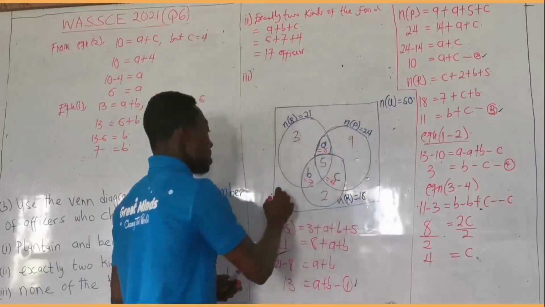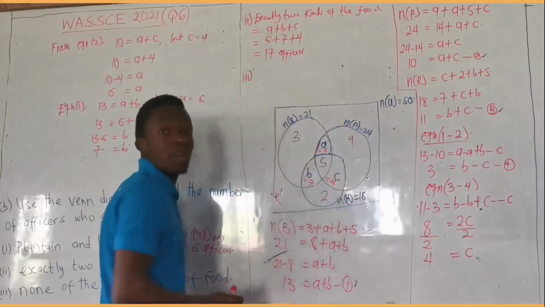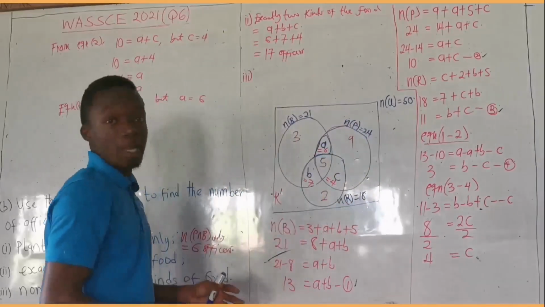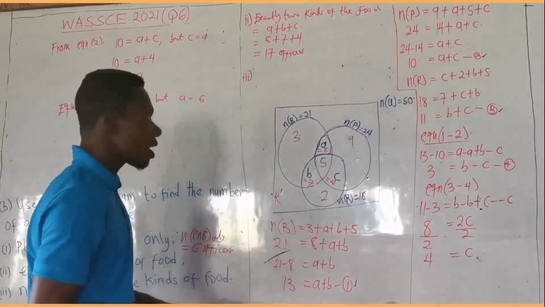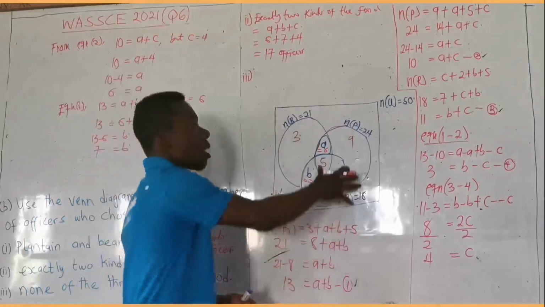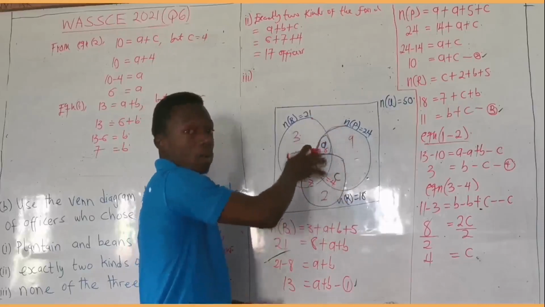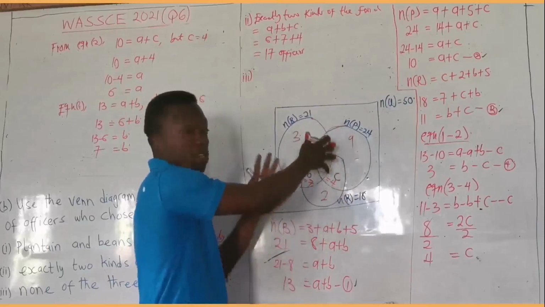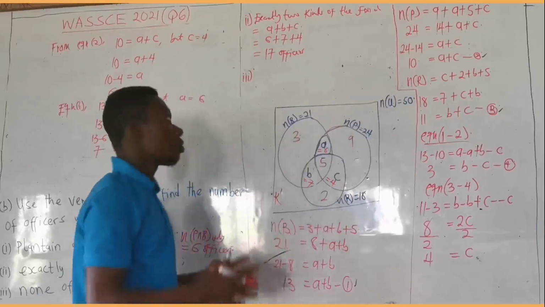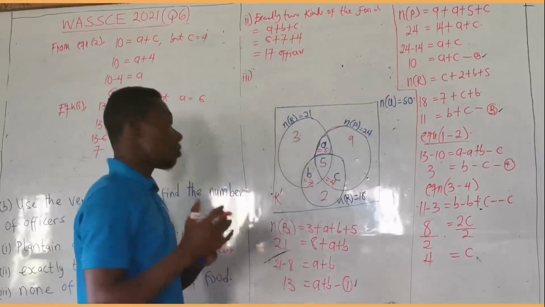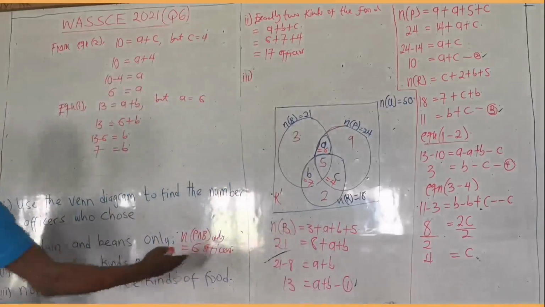Okay. So let me represent that one as, let's say, K. We call them the complement. They are outside of the region, so we call them the complement in that case. So they are K. So all I need to do is to sum up all the number of officers that choose 1 or 2 or the 3 parts of the food that we have here and subtract from the total of 50. That's going to give the number of officers that choose none of the food.